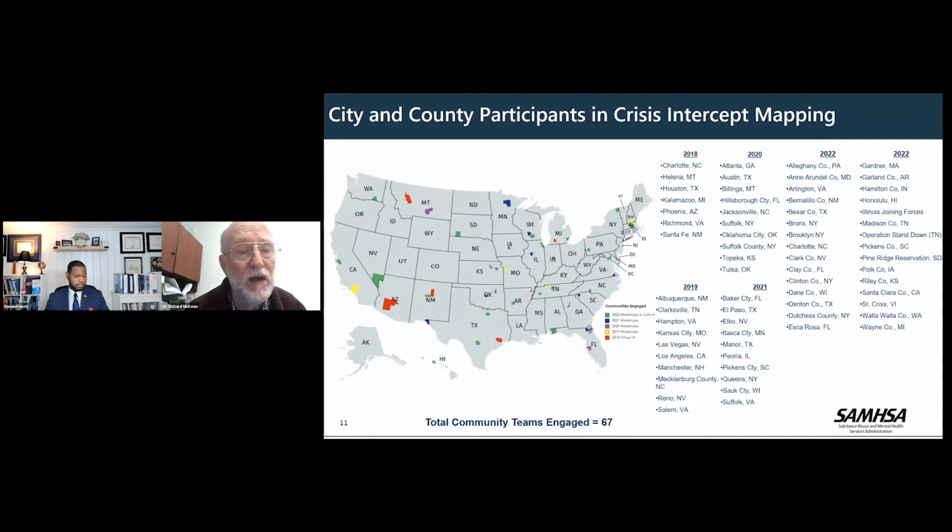And what you see here is the 67 community teams that have been engaged in crisis mapping over the years. It really started small in 2008. And notice one of those is Richmond, Virginia, and Brandy will talk to you more about their experiences and the wonderful things they have done since then. And this also includes those that we have engaged in 2022. Next slide.